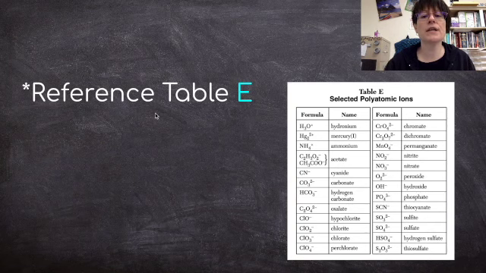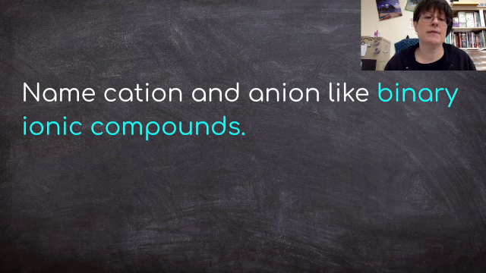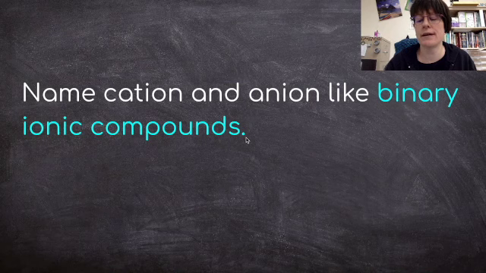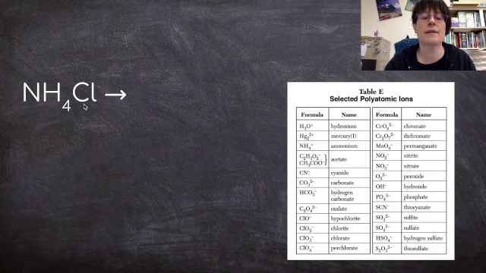So when we use these, get out reference table E, which I have a picture of right here. When we're using polyatomic ionic compounds, we name the cation and anion like binary ionic compounds. So if it's just one element, it's the same rules as the binary ionic compounds. So let's take a look at NH4Cl. Oh, I have 3 different elements, so that means I have a polyatomic somewhere. So the polyatomic is this NH4.